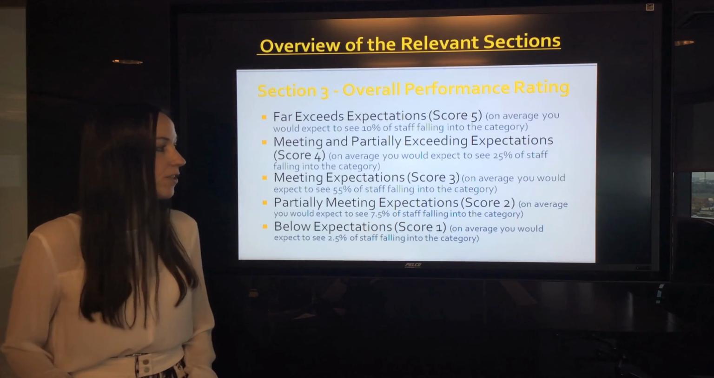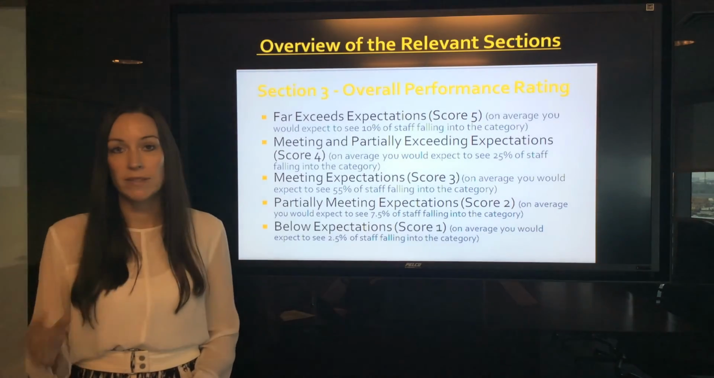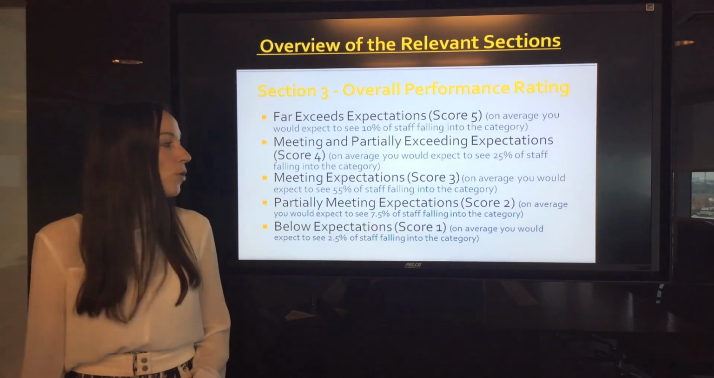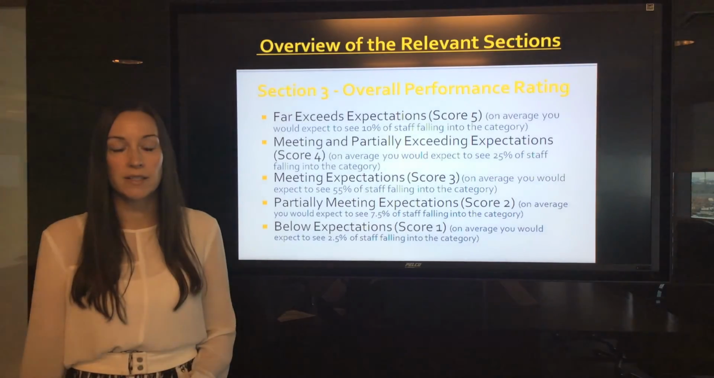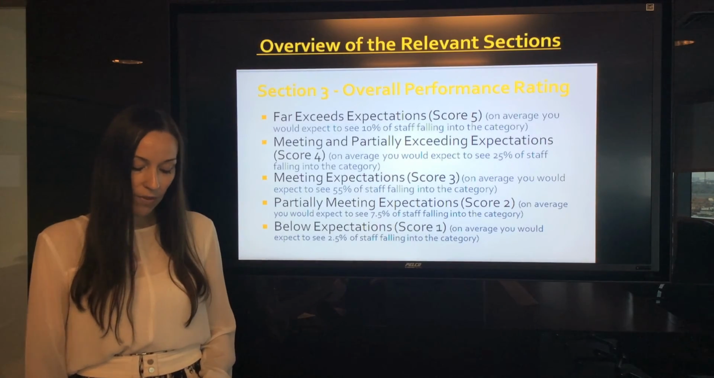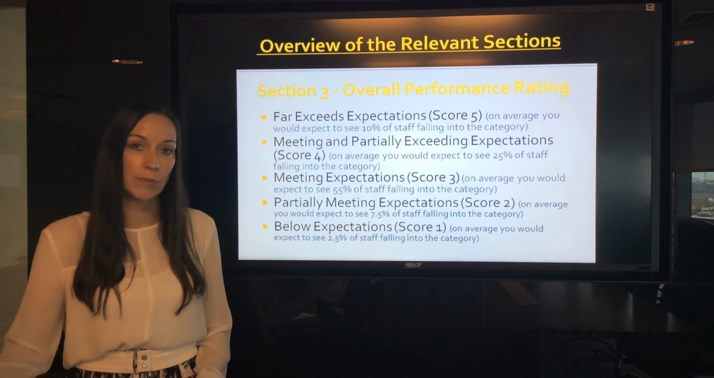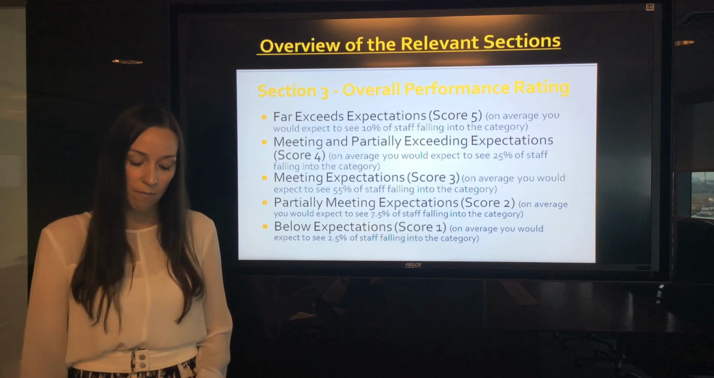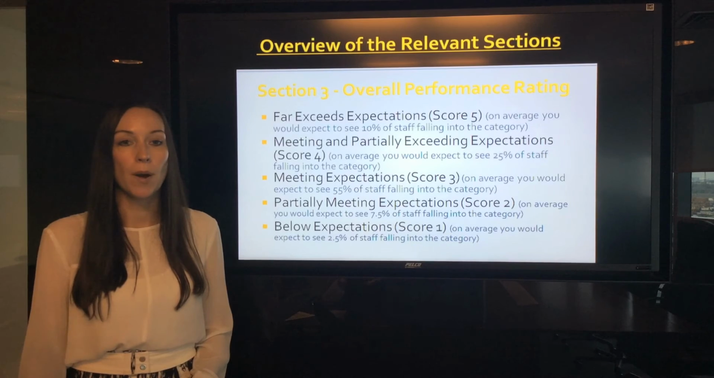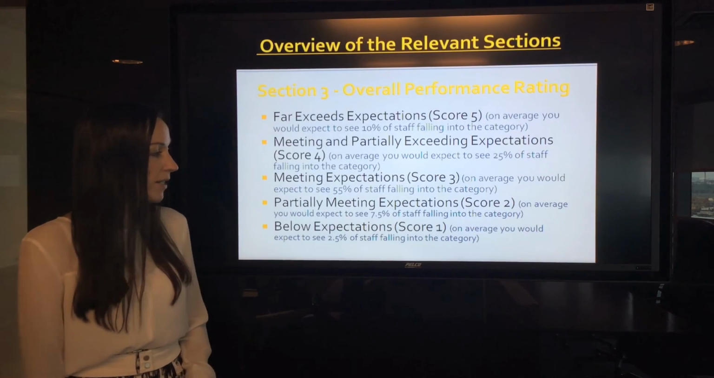Partially meeting expectations is a score of 2. Now, on average, we would only look to see maybe 7.5% of people falling into this category. Now, these are people who have only partially delivered on the objectives that were set for them. They haven't met all of the performance standards. They've met some performance standards, but there are other areas of their role that they haven't met. And they've required a little bit more support than what is appropriate for the job that they're employed to do.